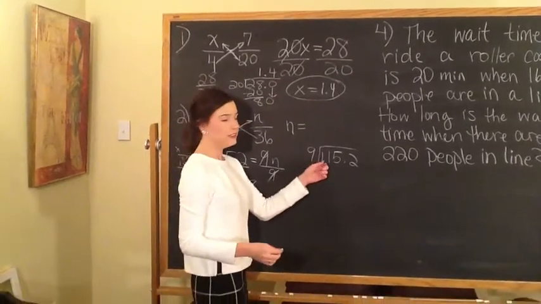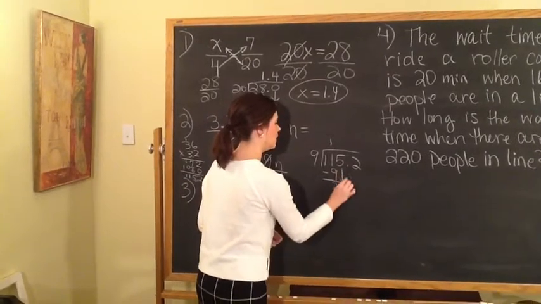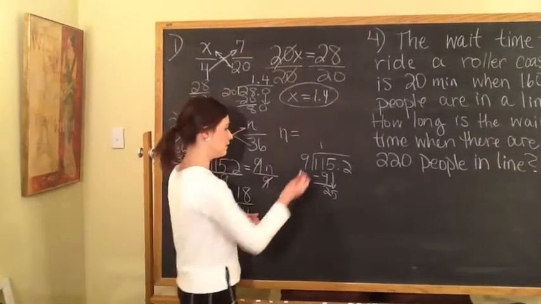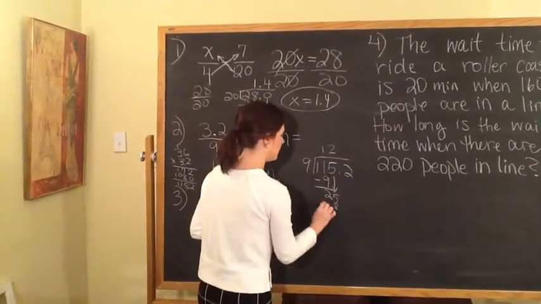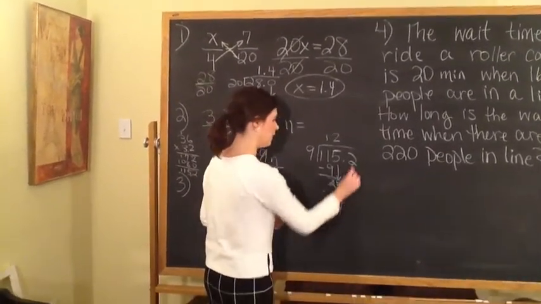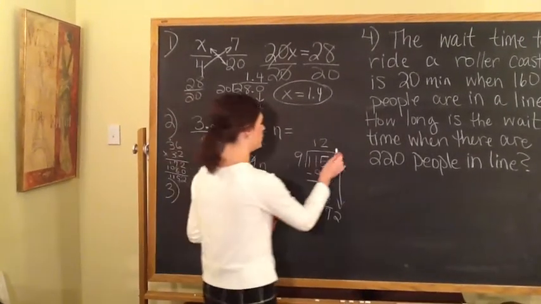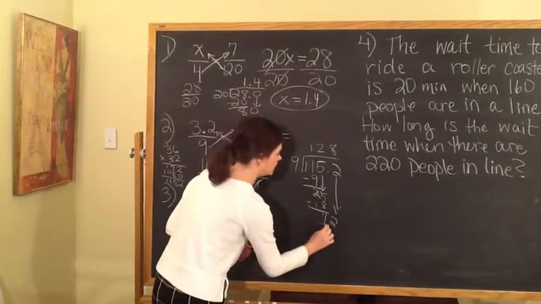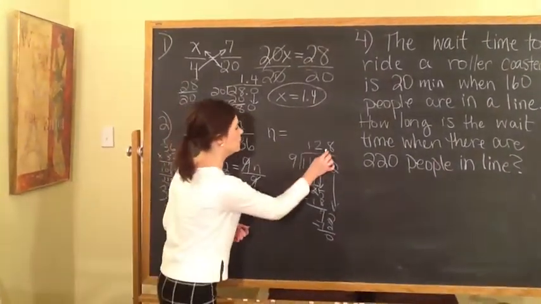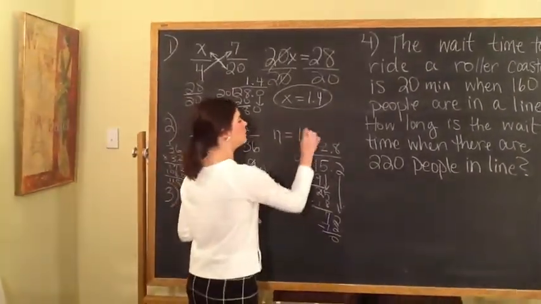So 9 goes into 1 0 times, 9 goes into 11 1 time, and we're going to subtract, we're going to get 2, bring down our 5. 9 goes into 25 about 2 times, we're going to get 18. So we subtract, and we get 7. So we're going to bring down our 2. 9 goes into 72 how many times? It goes in perfectly 8 times. So 8 times 9 gives you 72, subtract, you're going to get 0. So 12.8 is going to be our variable. So n is going to be equal to 12.8.